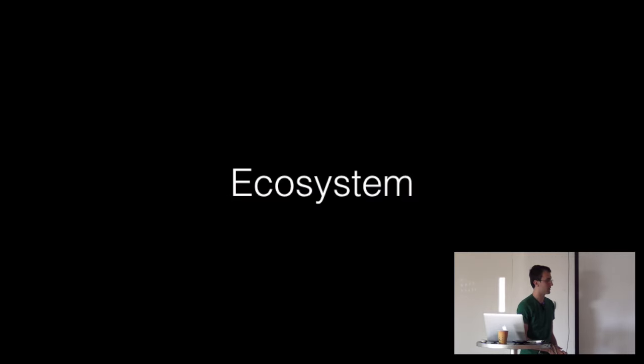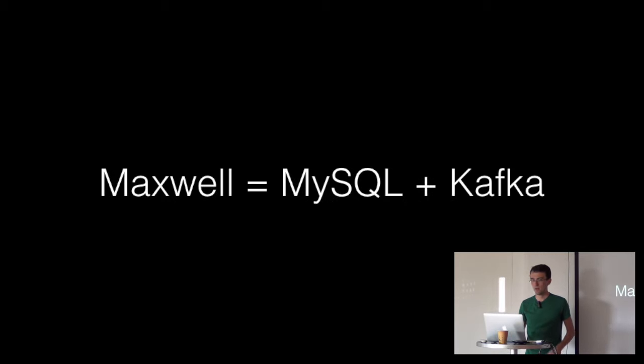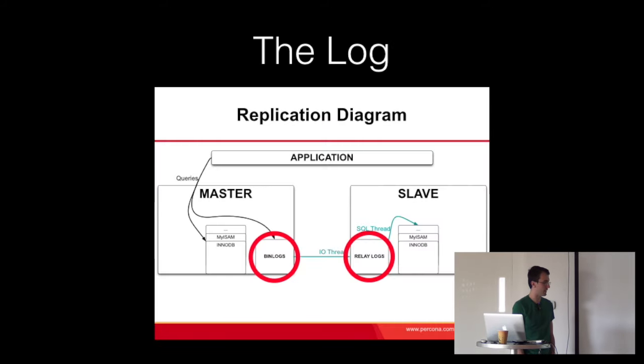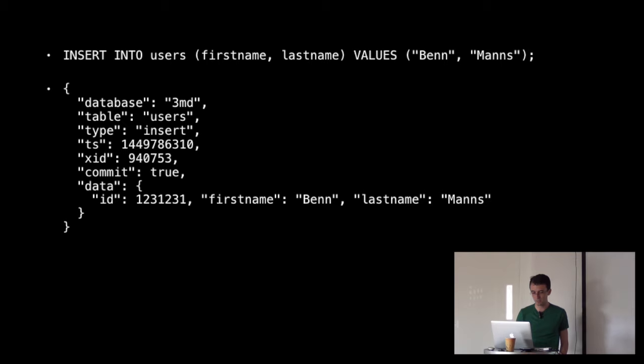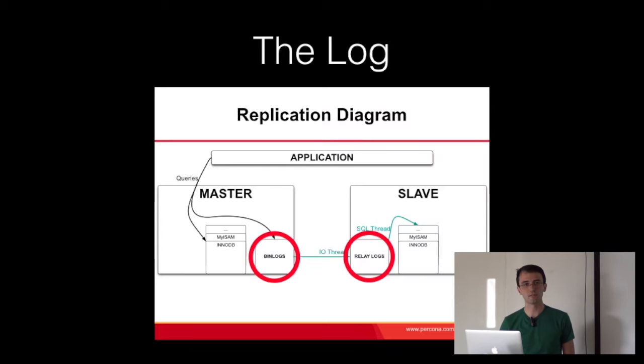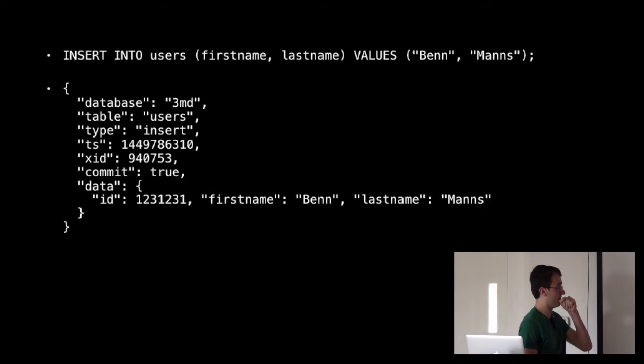So another cool thing about Kafka is the ecosystem. People build tools on top of it. One of those is Maxwell. It's basically a nice combination of MySQL and Kafka. So if you remember, we have these logs in MySQL. That's the way that the master talks to the slave. So what you can do is sit in between that connection and basically set yourself up as a replica slave. And through that, you can get Kafka topic data that includes everything that goes into the MySQL database.